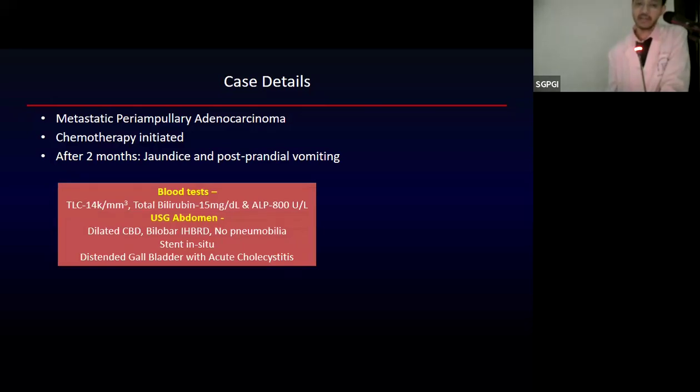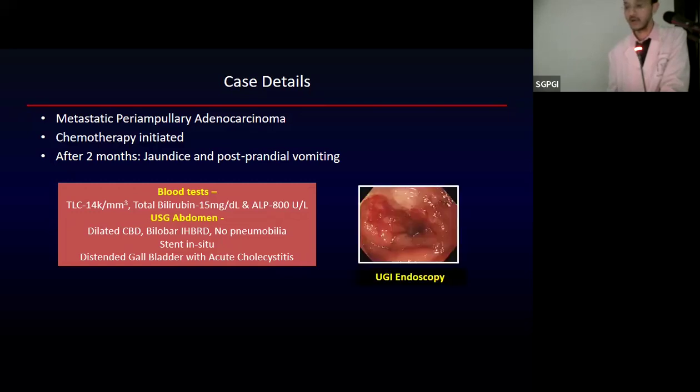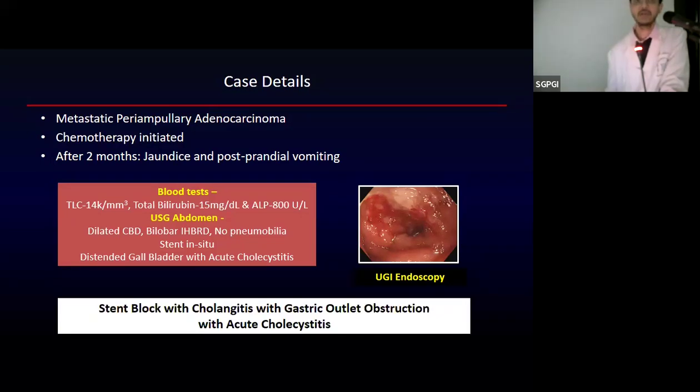Blood tests revealed a raised total leukocyte count with a raised bilirubin of 15 and raised alkaline phosphatase. Ultrasound abdomen showed a dilated CBD and IHBRD in both the lobes with no pneumobilia and stent in situ, and a distended gallbladder with acute cholecystitis. Endoscopy again confirmed gastric outlet obstruction at the level of the D1 and D2 junction, hence making the diagnosis of stent block with cholangitis in this patient with gastric outlet obstruction and acute cholecystitis.